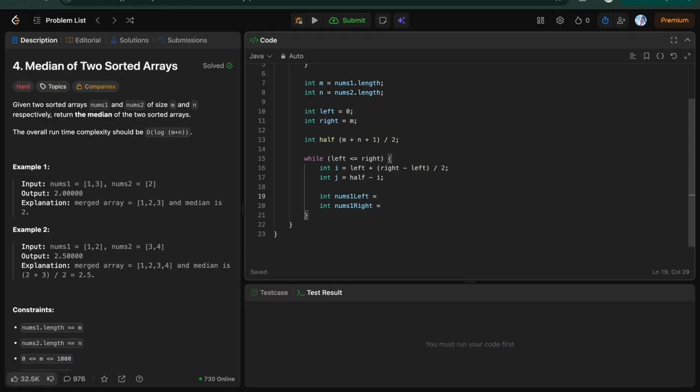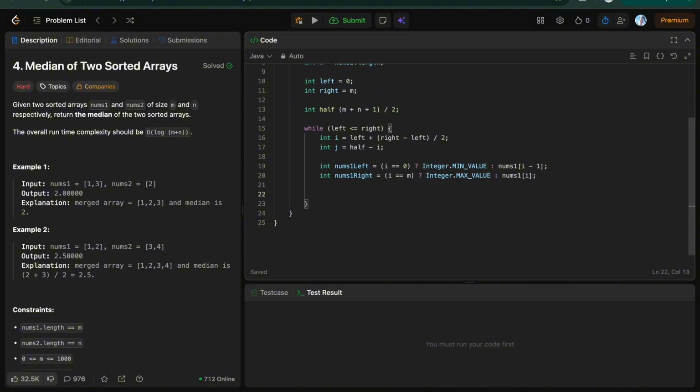Okay. Now for the left, if i is equal to 0, then we grab the integer min value, or else nums1 at i minus 1. Now for the right, this time it'll be m instead, and instead of the min value, we're going to have the max value. Again, same thing, and instead of i minus 1 this time, it'll just be i.